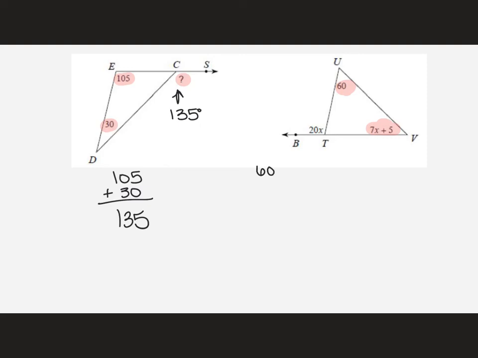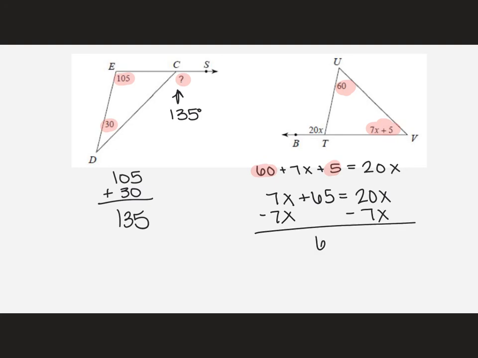So 60 plus 7x plus 5 equals 20x. If you combine like terms, you have 7x plus 65 equals 20x. If I subtract 7x from both sides, 65 equals 13x. And when I divide by 13, x equals 5.